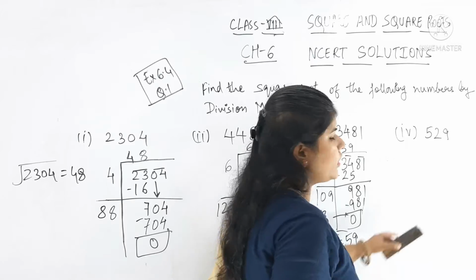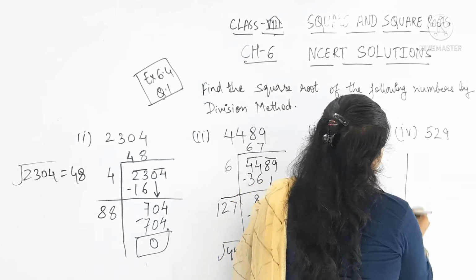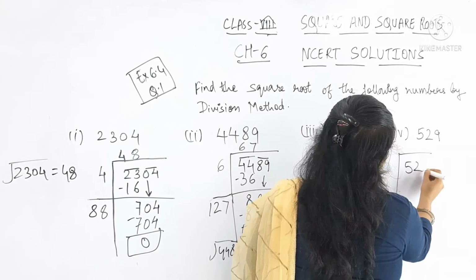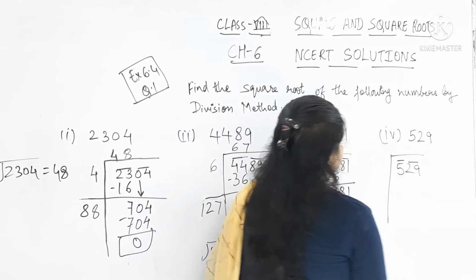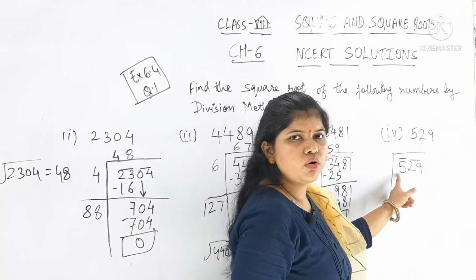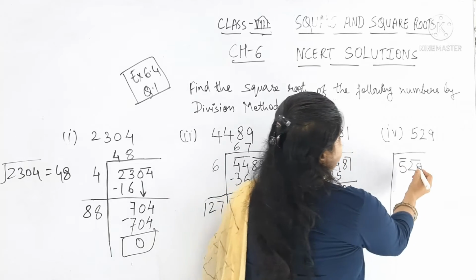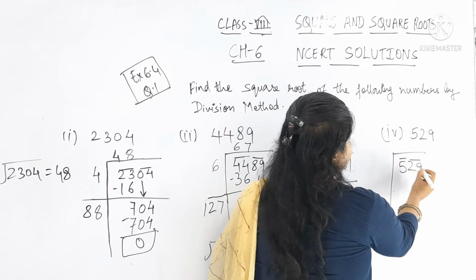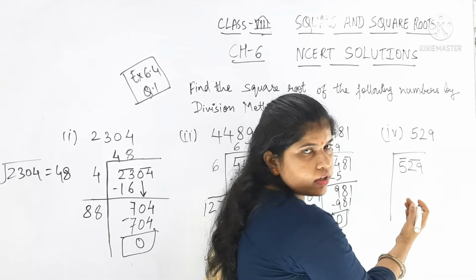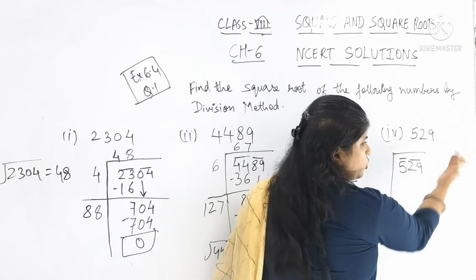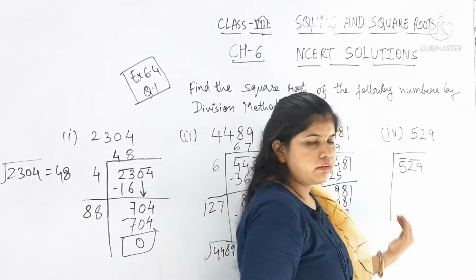Okay, now here 529. So this is 529. We don't have any pairs here, so we will bar with one single digit. Okay, so you have to pair from the right side only, not from the left side. You should pair from the right side.